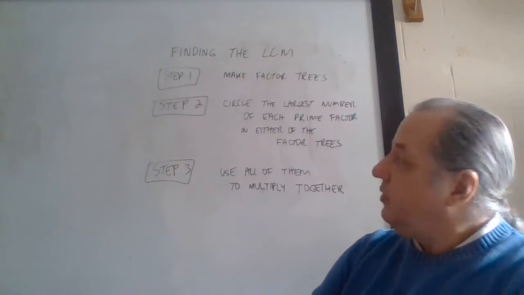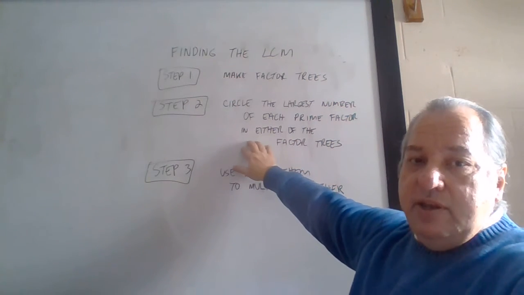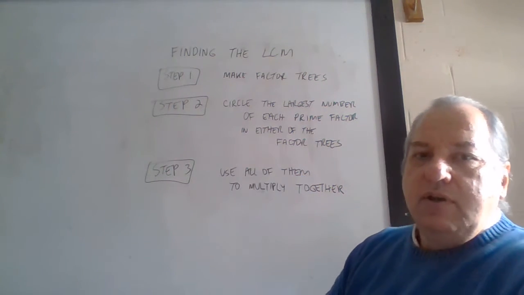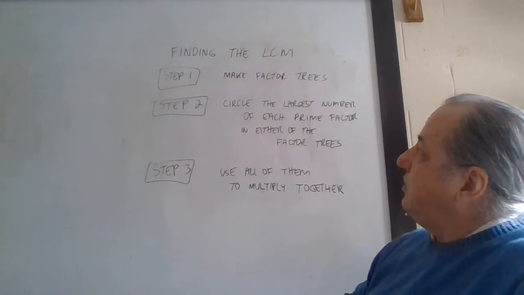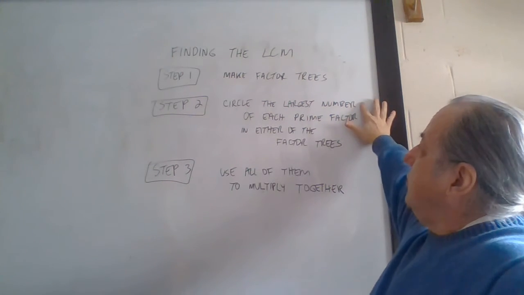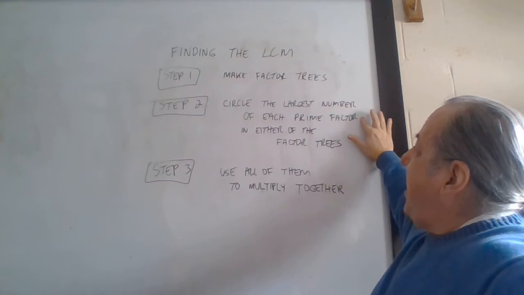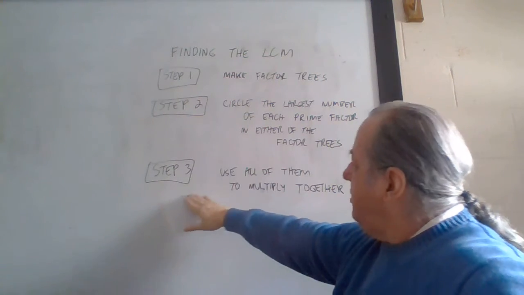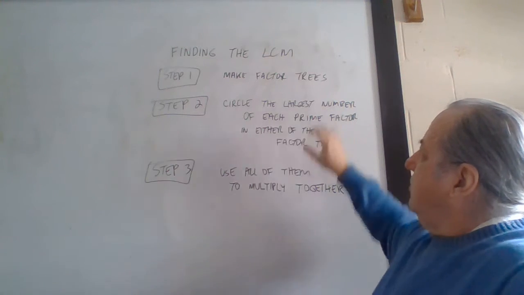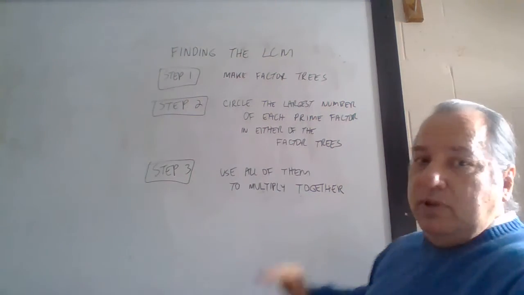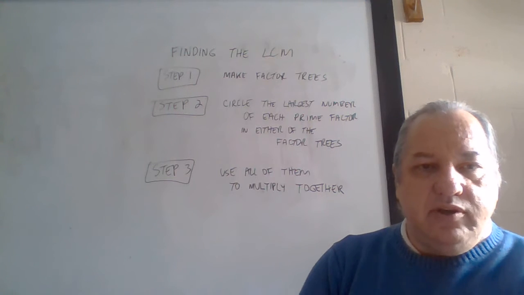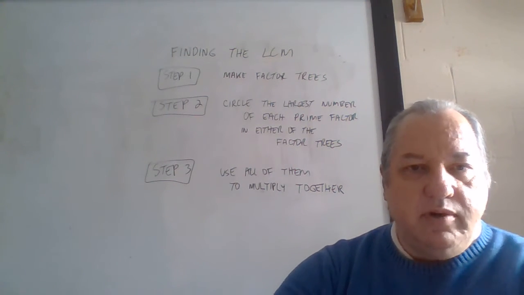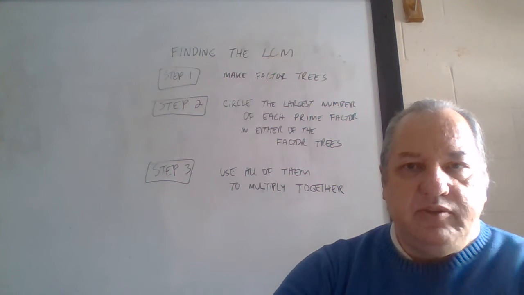straightforward for you. And then step 2, here's where in English you might have a little struggle following along, but when we go through the examples, I'm sure that will all clear up. But for now, step 2 is to circle the largest number of each prime factor in either of the factor trees. And then step 3 is to use all of the numbers you circled and multiply them together, and that will get you the least common multiple.